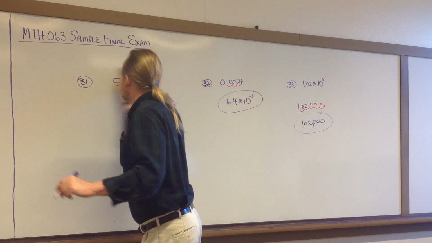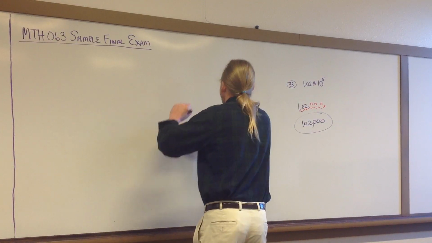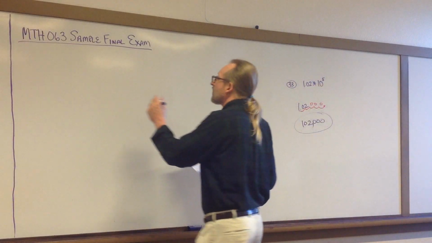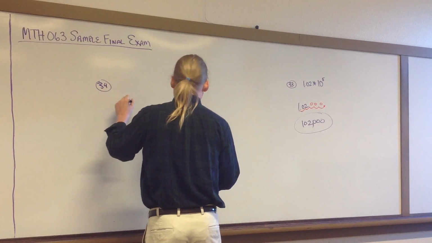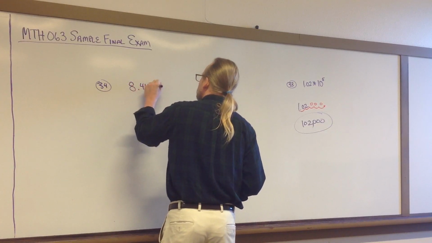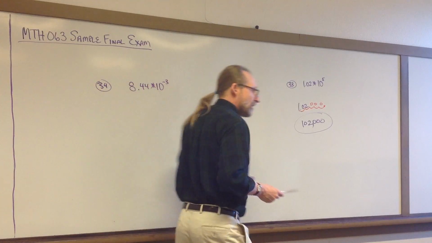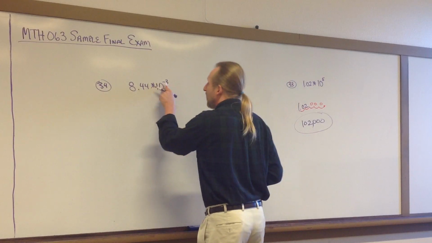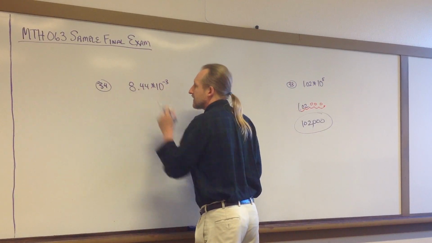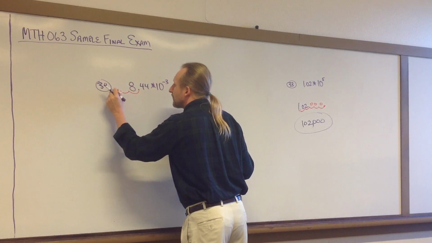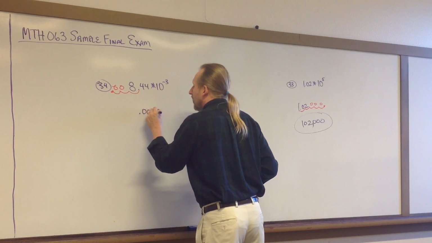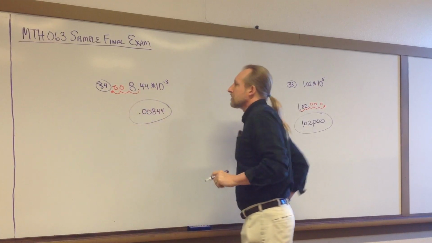Let's see, problem 34. I suspect that that will be a negative exponent problem. Yep. So, 8.44 times 10 to the negative 3. So, that decimal place is going to go 3 places to the left to make the number smaller, right? If this is a negative exponent, this number should be getting smaller. 1, 2, 3. Fill in those empty spaces with zeros. 0.00844. There we go.